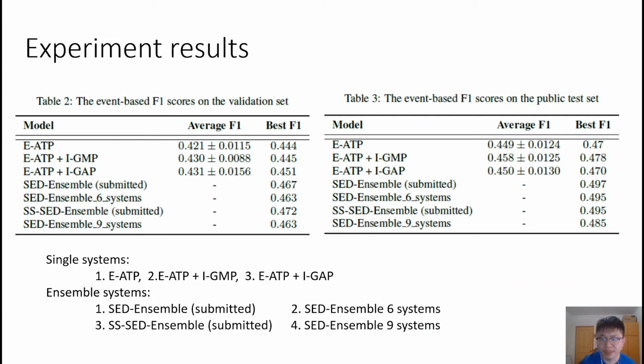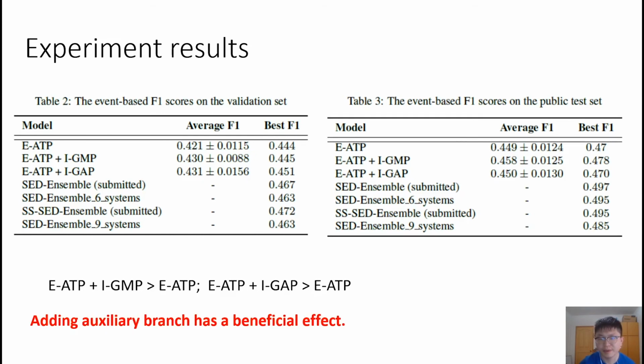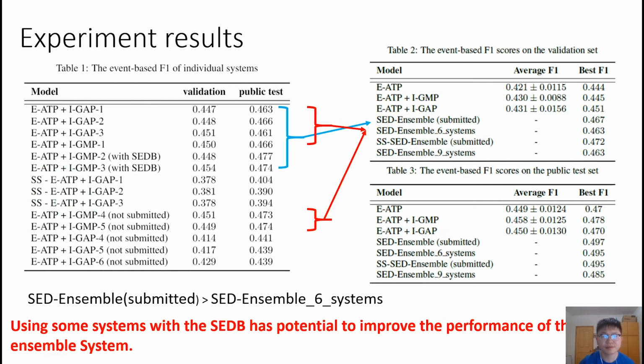For the EATP, EATP plus IGMP, EATP plus IJP, all the experiments are repeated 20 times with random initialization, and we report both the average result and the best result of each model. As shown in Table 2 and Table 3, we find that adding auxiliary branch such as IGMP or IJP can have better performance than not adding auxiliary branch. So, we get the first conclusion that adding auxiliary branch has a beneficial effect.